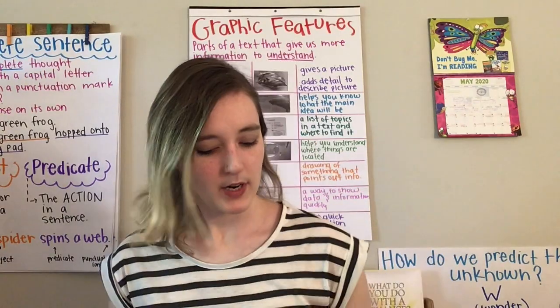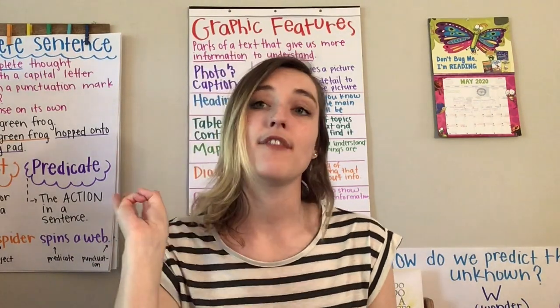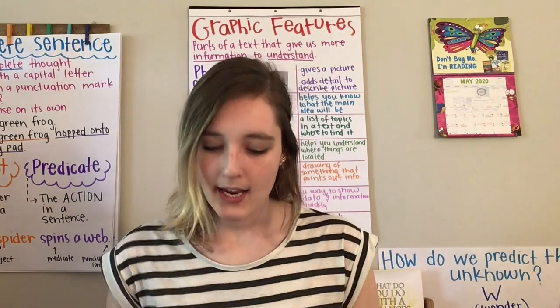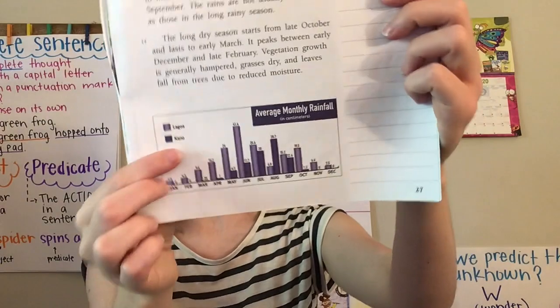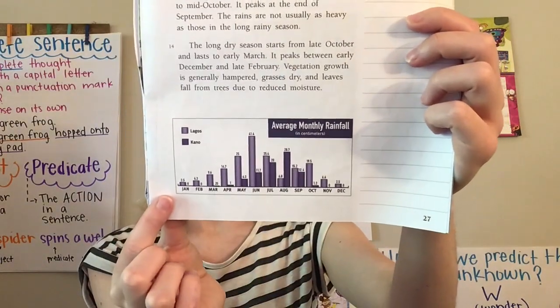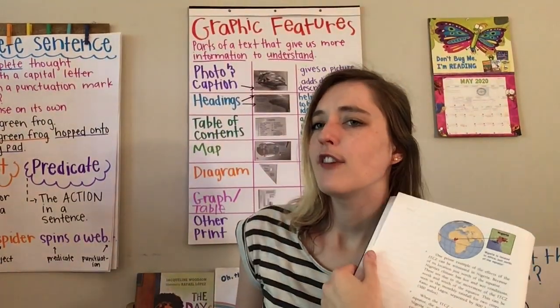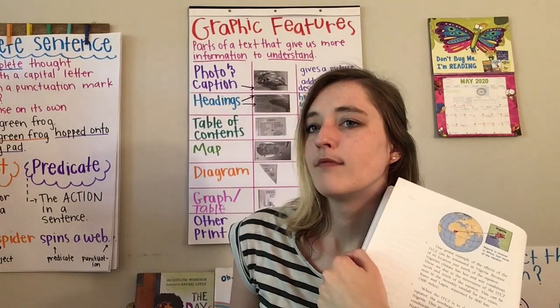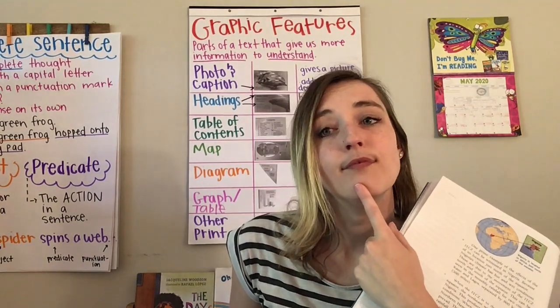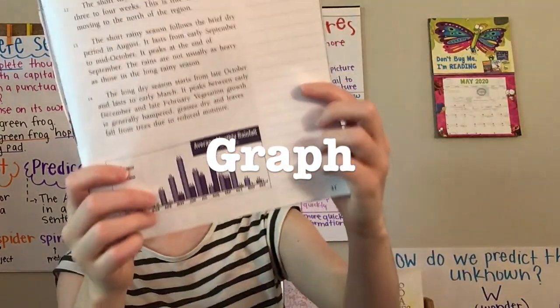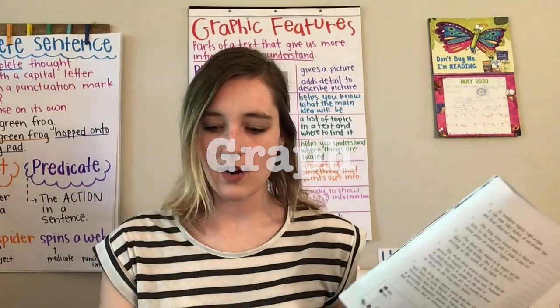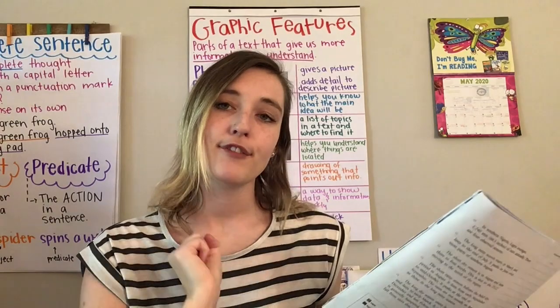All right, and then we're going to turn to page 27. We're on graphic feature number 3. And on 27, it says average monthly rainfall. So it's this one right down here. Which graphic feature does it look like? It is a graph, right? So for type of graphic feature, write graph.